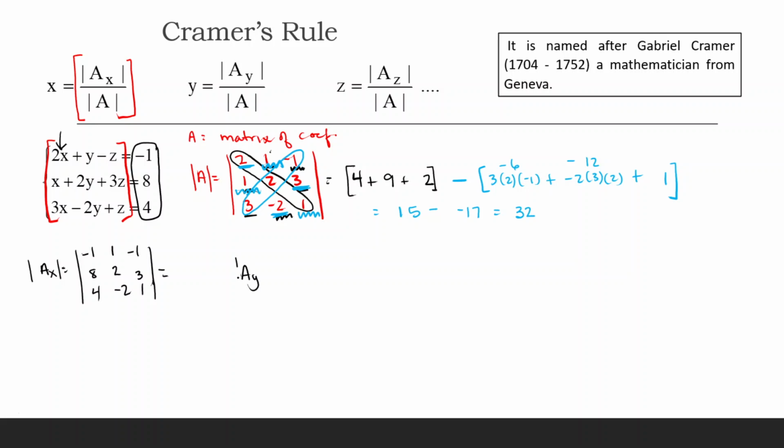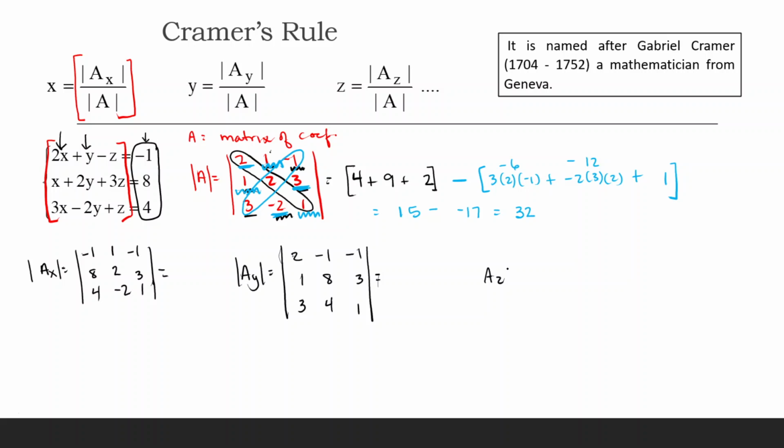A sub y is going to take these values here, and instead of replacing x, it's going to replace the y. So the x column will be left alone. The y column will become negative 1, 8, and 4. And then the z column will be left alone. And I find that determinant.